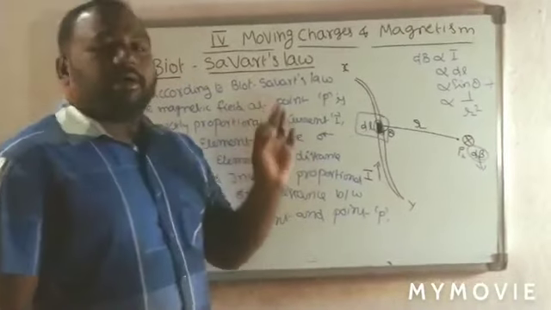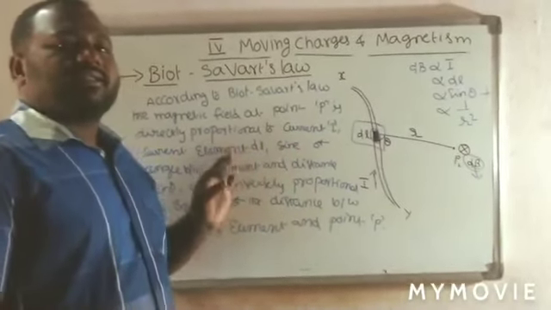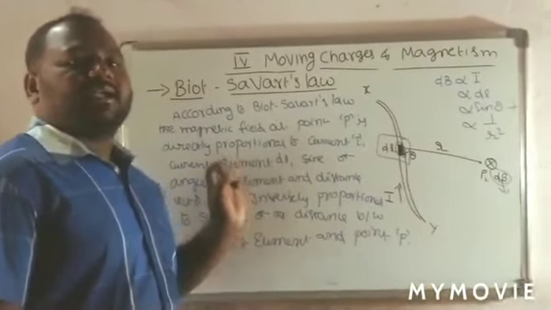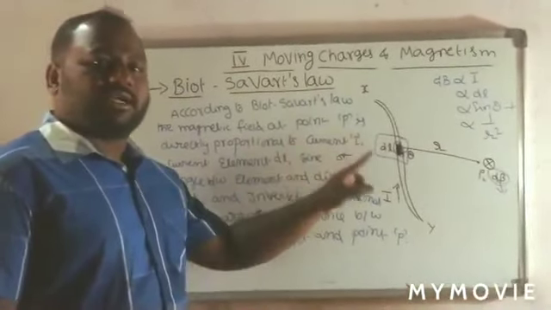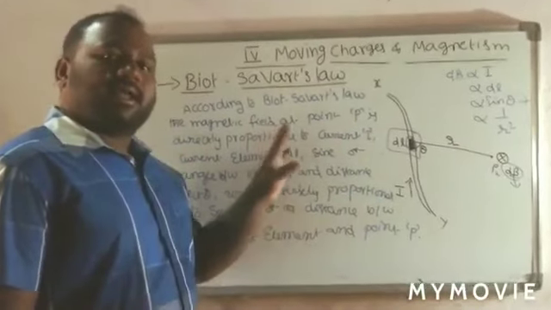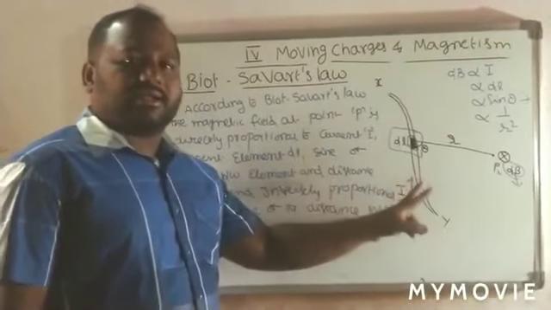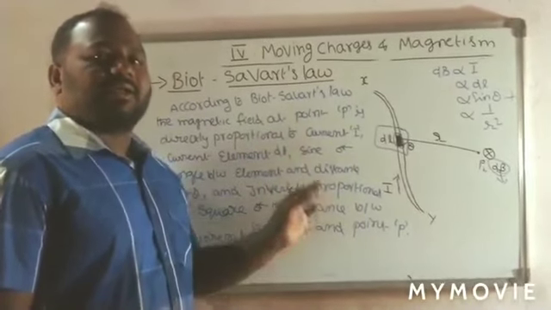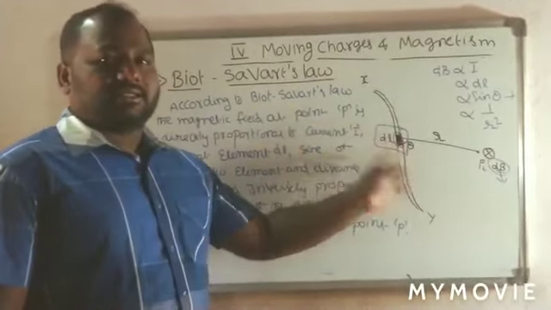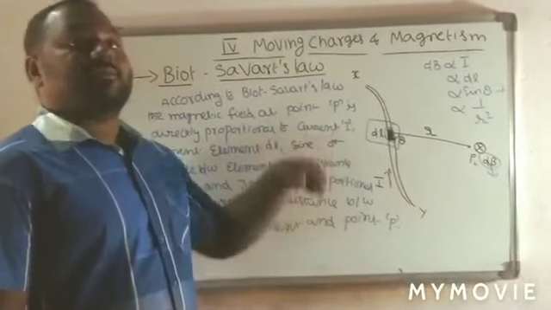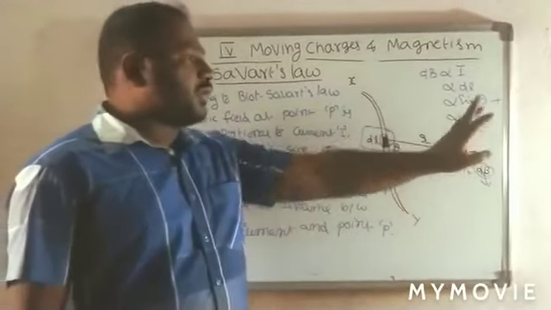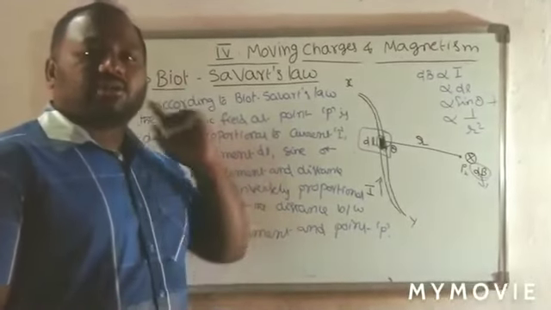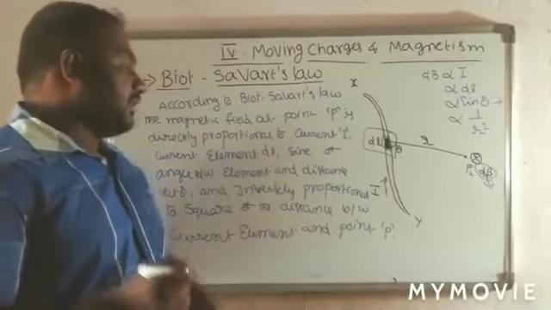Here the Biot-Savart's law can be defined as: the magnetic field due to a current element at a point P is directly proportional to the current flowing through the conductor, directly proportional to that current element, directly proportional to the sine of the angle between the current element and the distance vector, and inversely proportional to the square of the distance between the current element and point P. So this is known as the Biot-Savart's law.